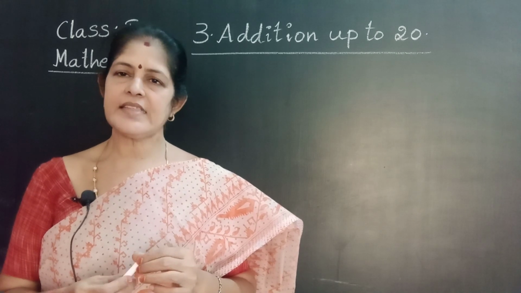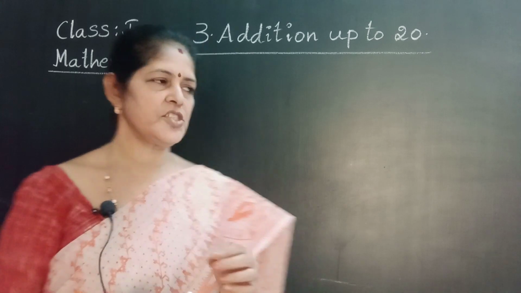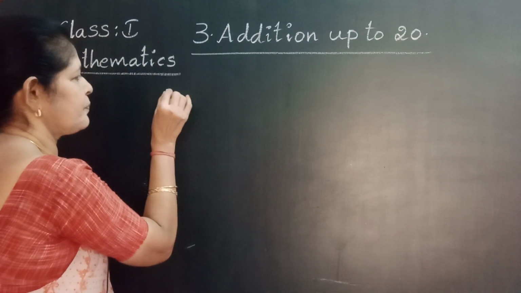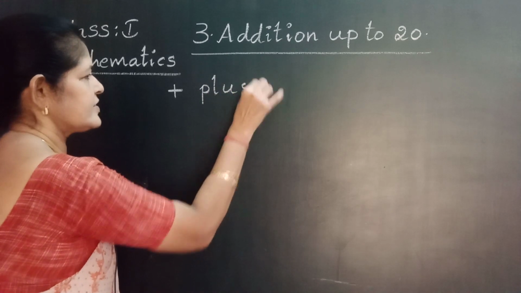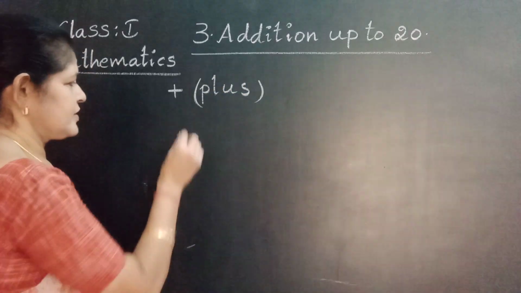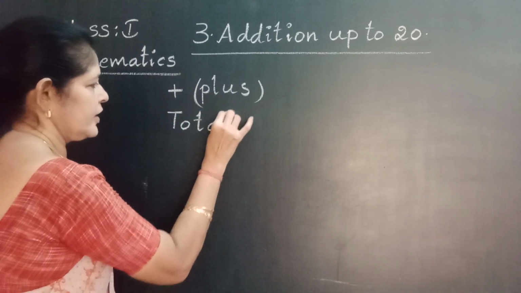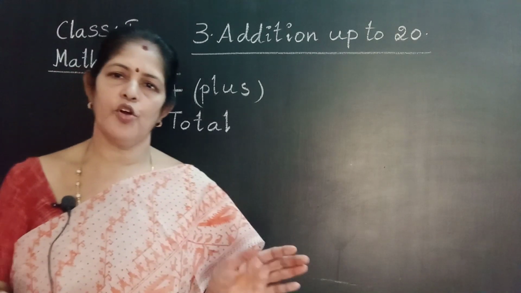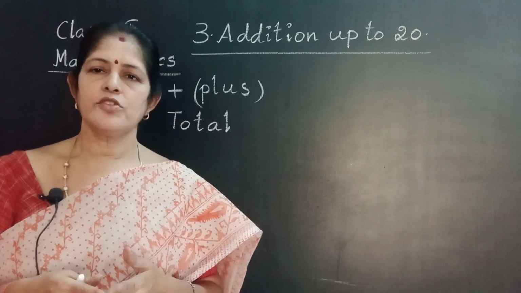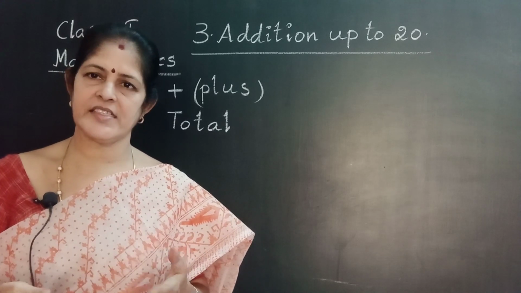Total. What is the symbol for addition? Plus. P-L-U-S. The result of addition is called total. T-O-T-A-L. Total. Addition means we are putting together two or more numbers or two or more things, objects.